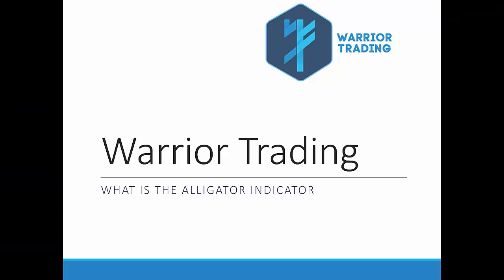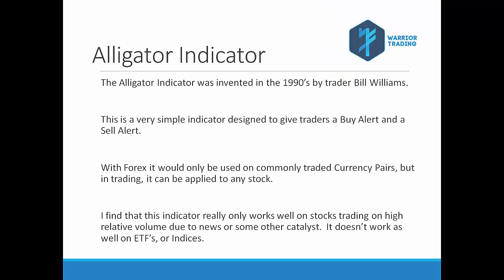All right, so the alligator indicator. Now, this was created in the 1990s. It was released, I believe, in 1995 by the legendary trader Bill Williams. Now many of you guys may have heard of him. He's got a lot of technical indicators out. A lot of them are on Thinkorswim, Ameritrade. He's got some oscillators, some different special moving averages, and stuff like that. He's a pretty well-known trader, and the alligator indicator was designed to give very simple buy and sell alerts.